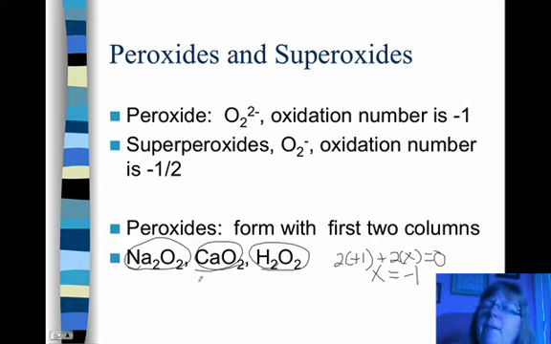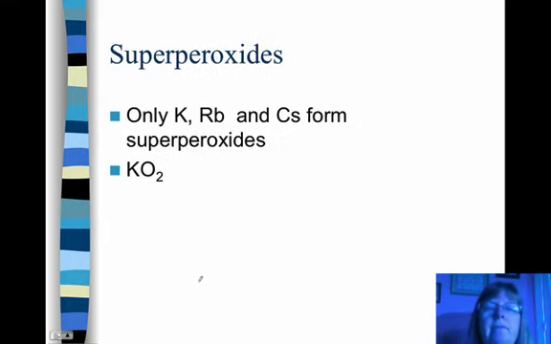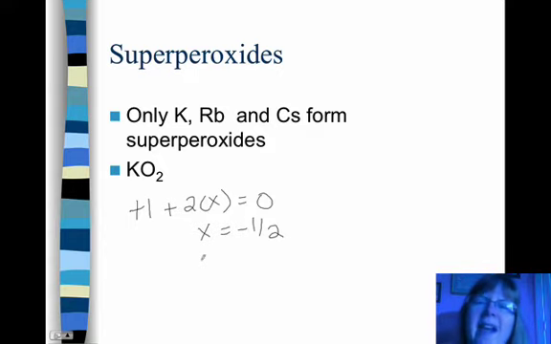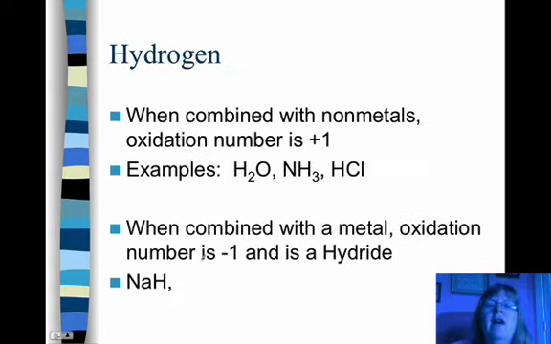All right, so most of the time oxygen is -2. Superoxides only happen when oxygen combines with potassium, rubidium, and cesium. And so in this particular instance, potassium has to be +1. All right, the oxygen, well, let's figure out what its charge is, and we have 2 of them, and this molecule has no charge. So here we've got that the oxygen has an oxidation number of -1/2. Again, it's very rare.